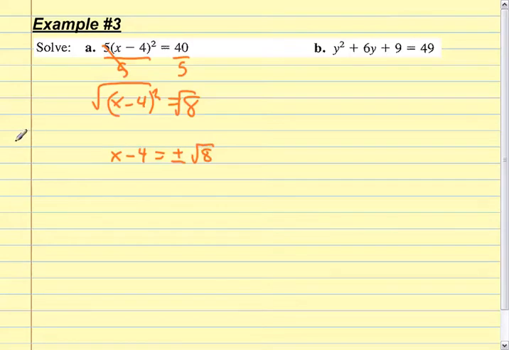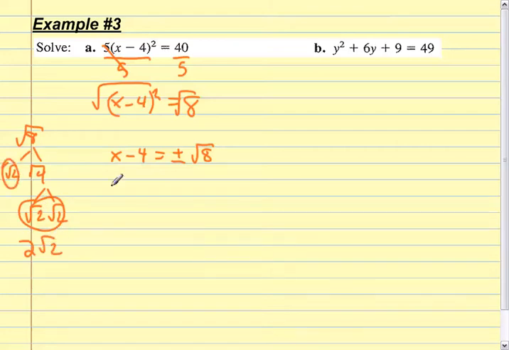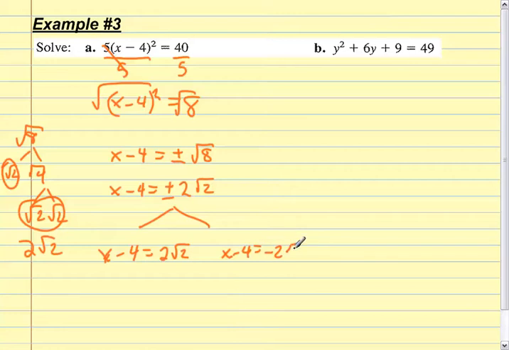Now, what I'm going to do is, I need to simplify root 8. That's root 2 times root 4, which is also root 2 times root 2. Alright, so those two pair up and give me 2, and I'm left with a root 2 there. So this is really x minus 4 equals plus and minus 2 root 2. Now, remember, that's really 2 equations. It's x minus 4 is equal to 2 root 2, and x minus 4 is equal to negative 2 root 2. There we go.